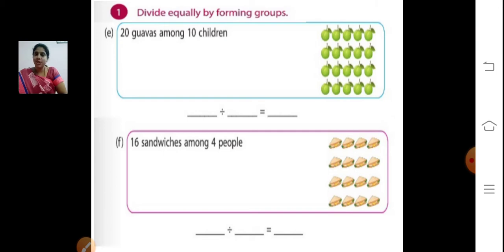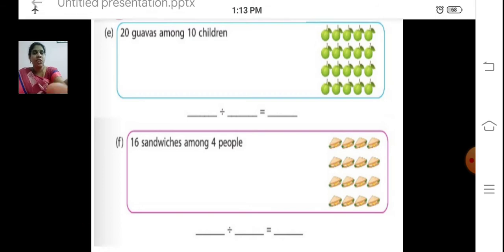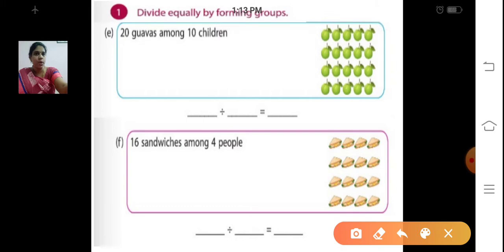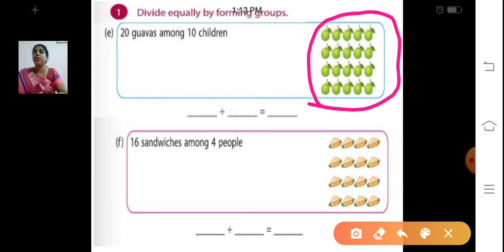Last class we saw some sums, right? We'll continue. 20 goers among 10 children. We are going to give 20 goers among 10 children. 20 goers are there. Just count how many goers are there here. We have to give equally among 10 children. Now how many children are there? 10 children. Shall we form 10 groups now? First we'll form 10 groups.